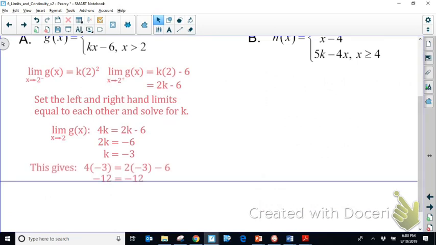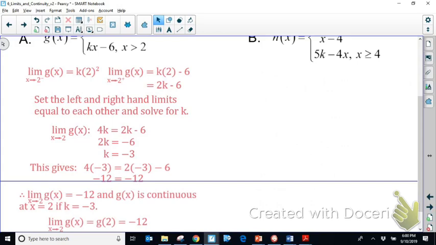So now I can take that negative 3 and plug it back into those functions and show that in both cases I get negative 12. So the left-hand limit and the right-hand limit match. That means the general limit would have to be negative 12 here. So for this function, g of x, as x approaches 2, the limit will equal negative 12 and will be continuous at x equal to 2, where our domain is restricted for our two pieces, as long as k is equal to negative 3.